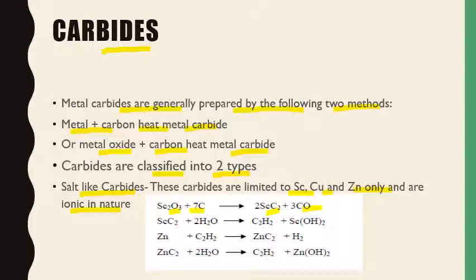And we have the zinc carbide. When heated with acetylene, it produces the carbide, which further hydrolyzes to form acetylene and zinc hydroxide. So when it undergoes hydrolysis, it produces acetylene, and this goes on producing more carbides. So these all are the salt-like carbides.